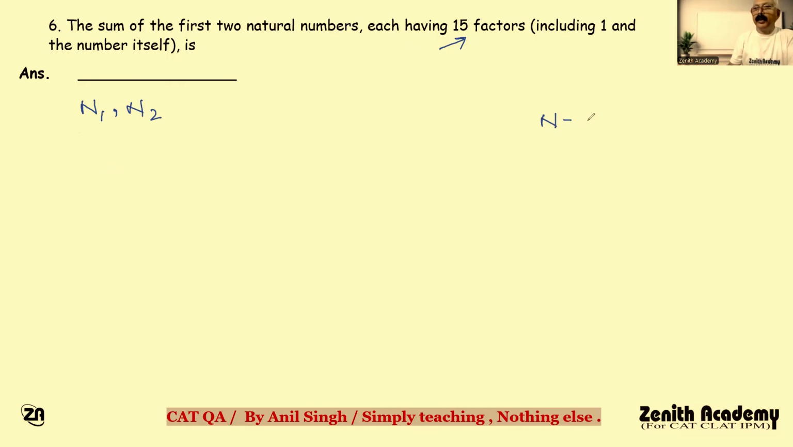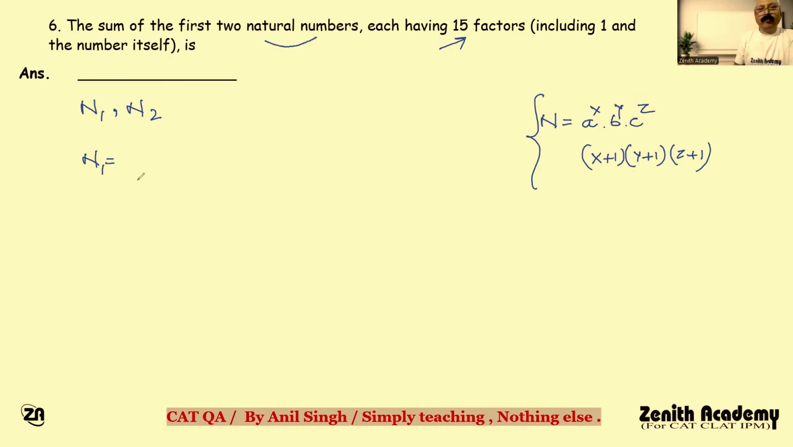If a number is like a to the power x into b to the power y into c to the power z, then the total number of factors is x plus 1 into y plus 1 into z plus 1. This is the basic formula for finding the total number of factors. So let us take n1, with the first two prime factors, 2 and 3.